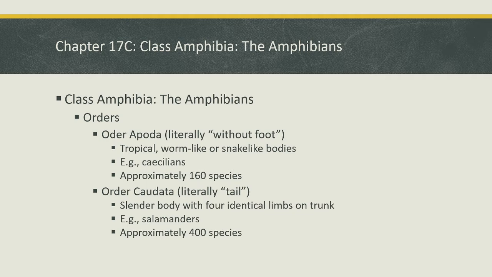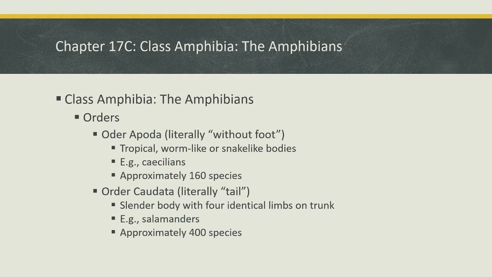And all right, what characterizes these? They have a slender body with 4 identical limbs on a trunk. They also have a more distinct head, trunk, tail, and then their 4 identical limbs coming out from the trunk. We say identical because unlike frogs, where the front limbs are very different from the hind limbs, salamanders' 4 limbs are roughly identical to each other. And again, a body that is pretty distinct: head, trunk, tail.